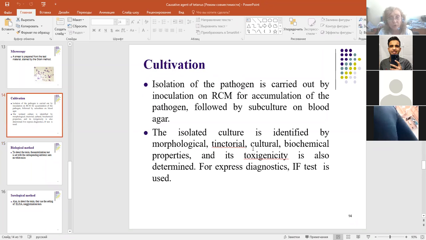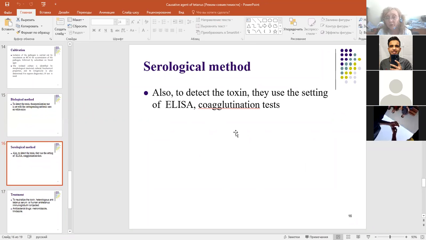The cultivation method is used if you are going to check the quality of sterilization of bandage, for example. In this case, we are looking for spores. So it is possible to detect spores just due to cultivation of the specimen. A serological method is used for detection of toxin. The ELISA test is used for detection of toxin now, and a coagglutination test is used. So the first aim is to detect exotoxin.